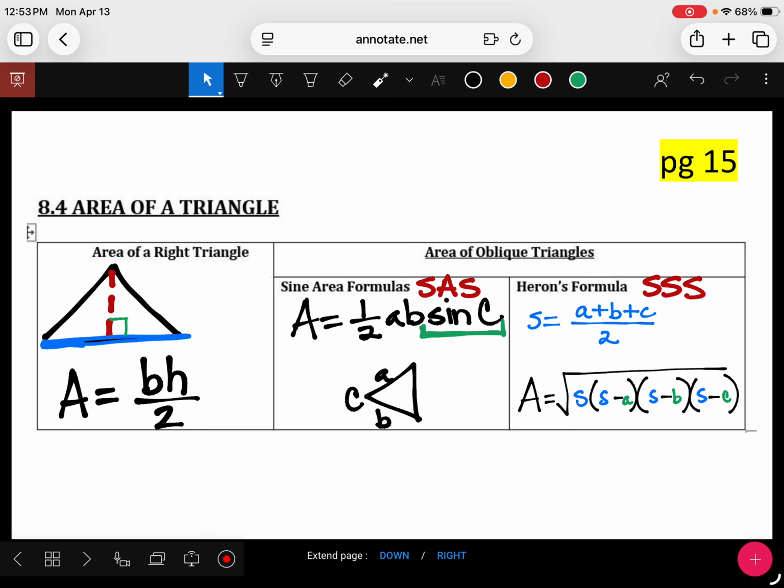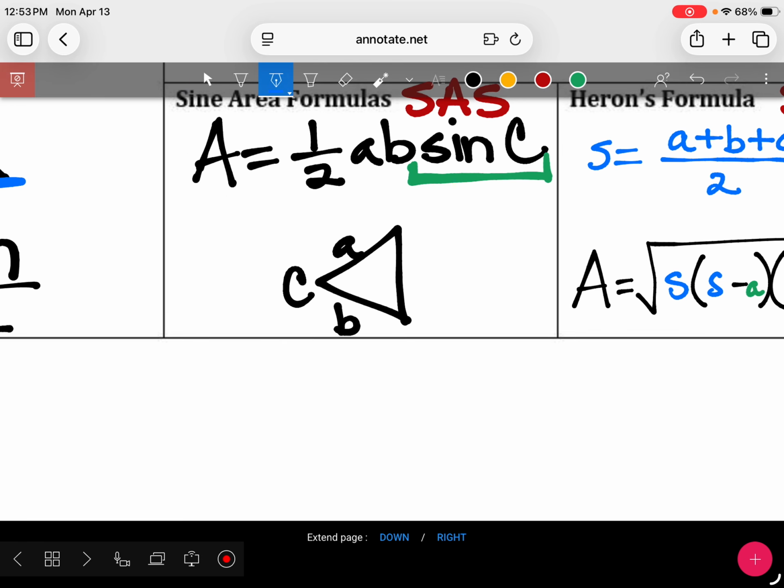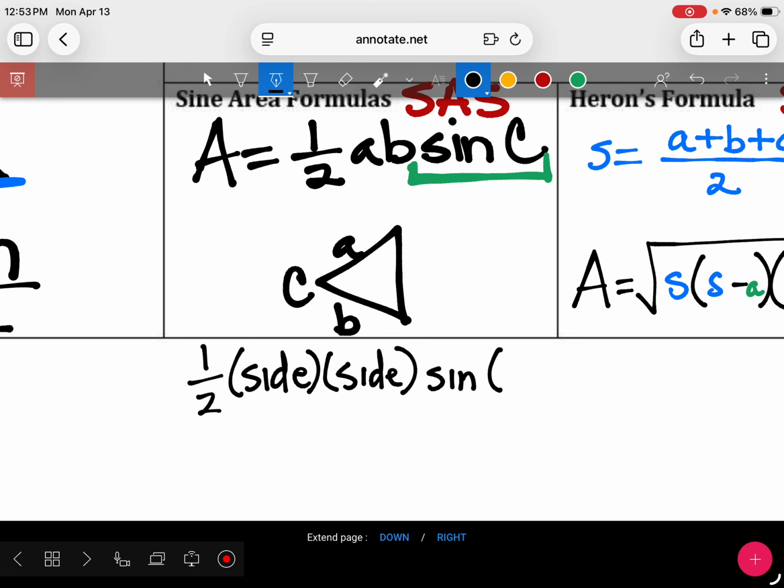So for this one, you're taking 1/2, and then it's two sides, and then the sine of the angle between. That's what this formula is saying. So don't be stuck on that ABC, okay? It could be different letters. So two sides, and then you have to know the angle in between those two sides. That's that formula.